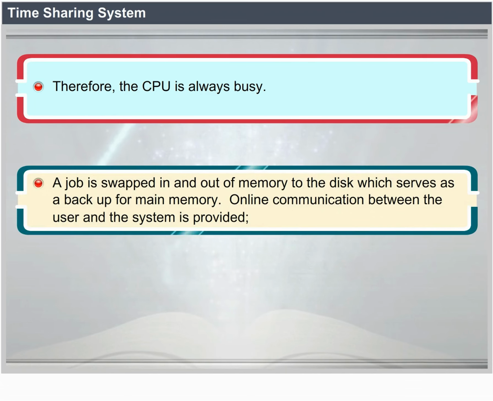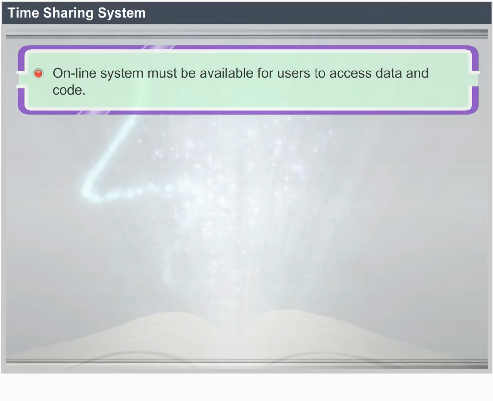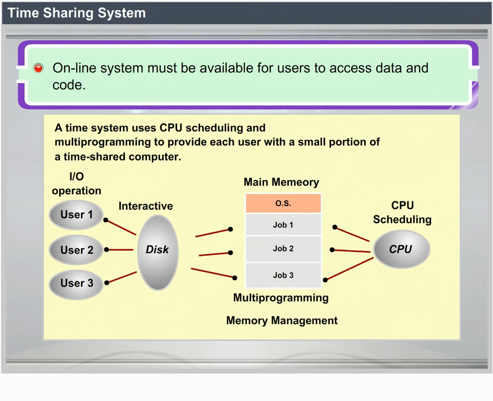When the operating system finishes the execution of one command, it seeks the next control statement not from a card reader but rather from the user's keyboard. Online system must be available for users to access data and code. A time-sharing system uses CPU scheduling and multi-programming to provide each user with a small portion of a time-shared computer. As shown, multi-programming requires memory management.